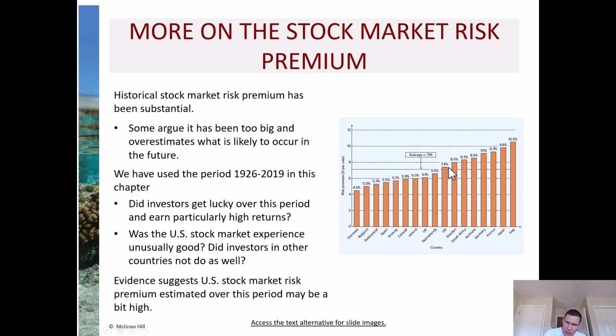And you can see the US is here at 7.4. The average is about 7.1. You've got the UK here about 6.1. And then Italy on the high end at about 10.5%.